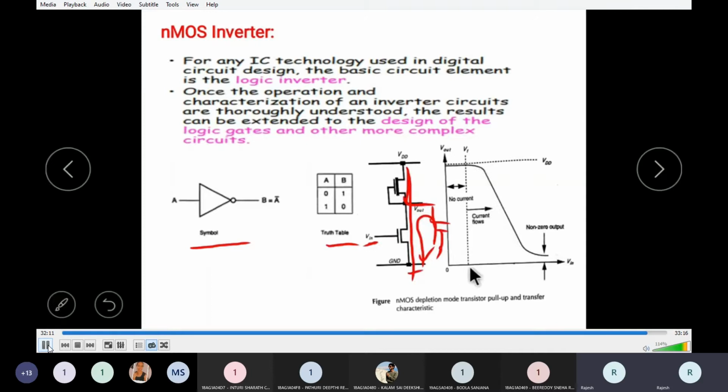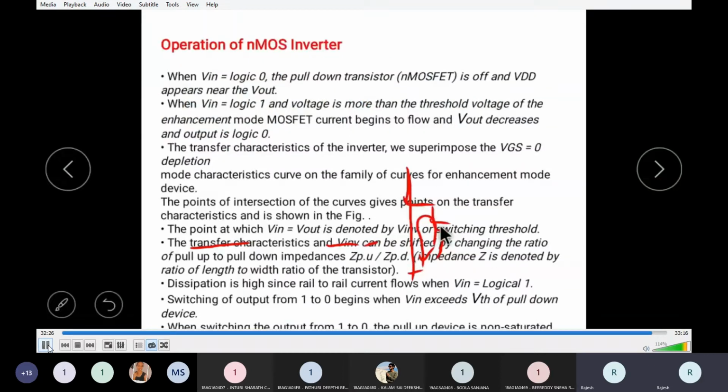So for lower input, we are getting high output. For higher input, we are getting low output. So this is the inverter operation. And it is an NMOS inverter because we are using only NMOS transistors in this circuit. Okay, this is the operation of the NMOS inverter we have discussed.